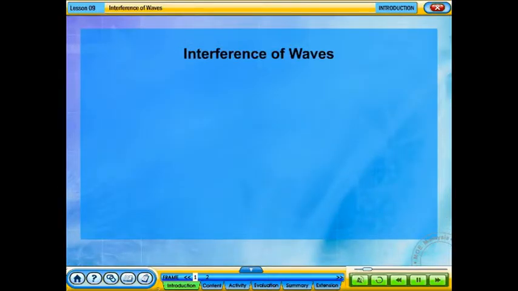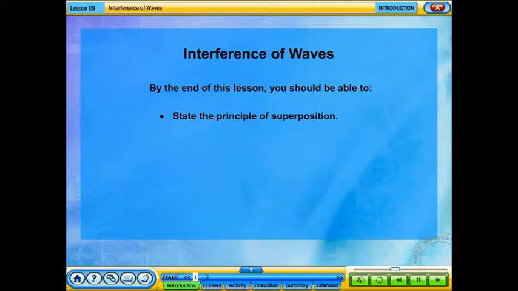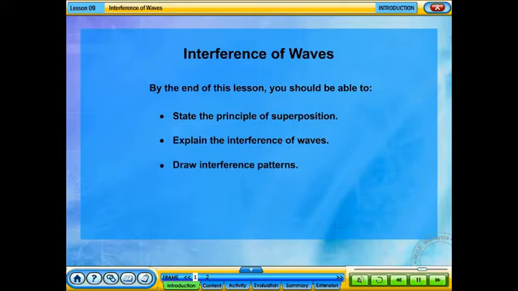Interference of waves. By the end of this lesson, you should be able to state the principle of superposition, explain the interference of waves, draw interference patterns, interpret interference patterns.